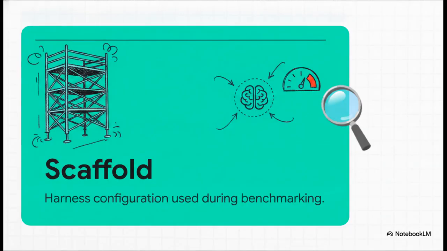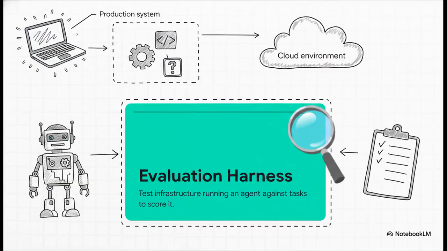It's also completely distinct from a scaffold. A scaffold is specifically the temporary harness configuration that researchers use during benchmarking, just to see how a model performs under very specific test conditions. And finally, an evaluation harness. Something like SWE-bench is strictly the test rig that runs an agent against tasks and scores it. It's the testing infrastructure, right? Not the production system doing the actual work on your laptop or in the cloud.